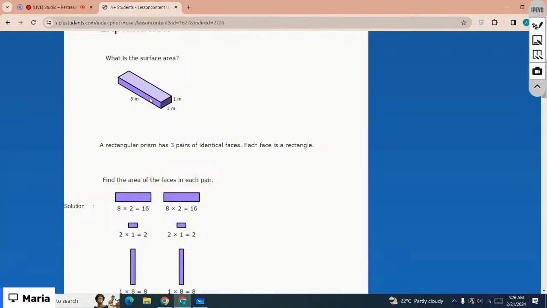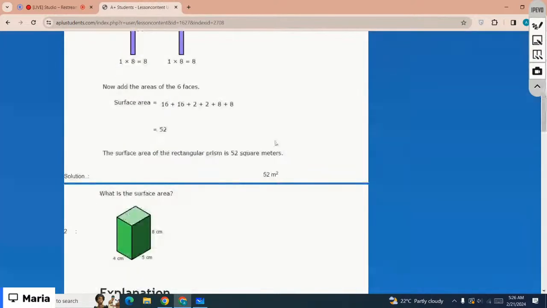Then you have to calculate the area of this one. 8 times 1 is 8. So the last thing is you need to add up all these, the area of all the faces. When you add the area of all the faces, that is your surface area, right?